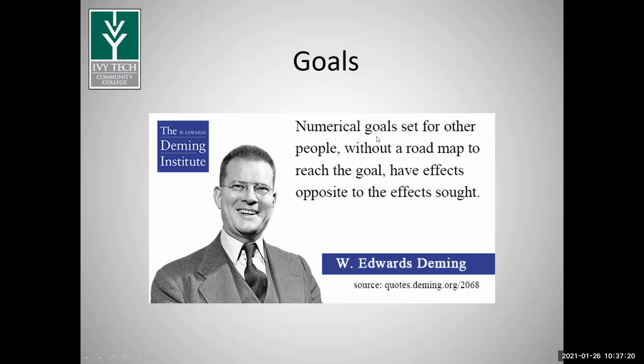Another Deming quote: numerical goals set for other people without a roadmap to reach the goal have effects opposite to the effects sought. So this is a common problem in the planning process and in the strategic planning process, that you get a goal from on high that says we're going to grow 10% a year. Well, if you don't have a roadmap for how you're going to do that, that's a wish. It's not a goal. It's a dream. And you just don't turn around and say to everybody, okay, our goal is to grow 10% a year. Everybody go do it. You have to start with the big broad roadmap from the top and start refining it as it goes through the tactical, and as it gets into the operational.